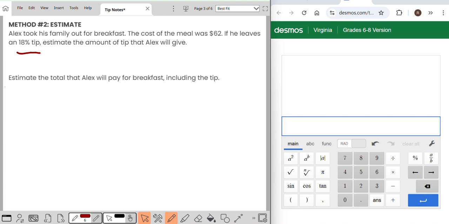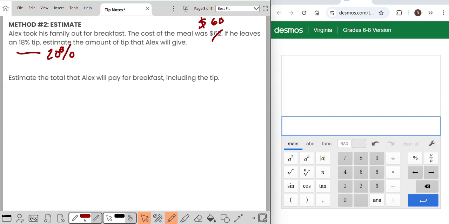First thing you do, you find each number in your problem, and let's get it to the nearest 10, okay? So 62 would round to 60 because it is not close enough to round to 70. That 2 means stay where you are. 18%, well, that 8 is above 5, so it would go up. So the tip estimate is 20%. So that's 20% up here, and this would be $60.